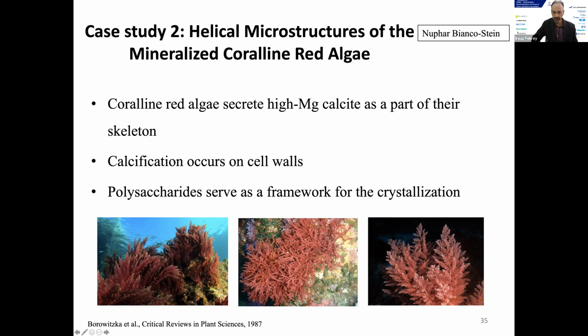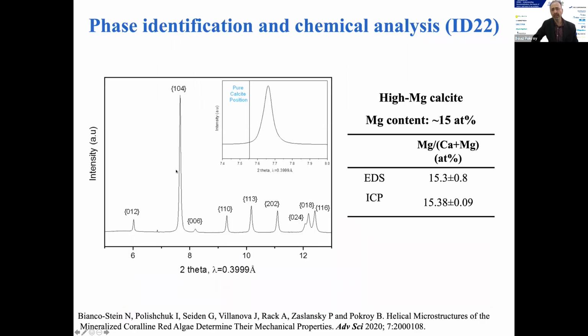So here you see some examples. Now again, you can see by powder diffraction that indeed it is shifted compared to pure calcite due to the high magnesium. We have about 15 atomic percent, and we measured this from the position of the diffraction peaks, but also by EDS in the SEM and also by ICP.